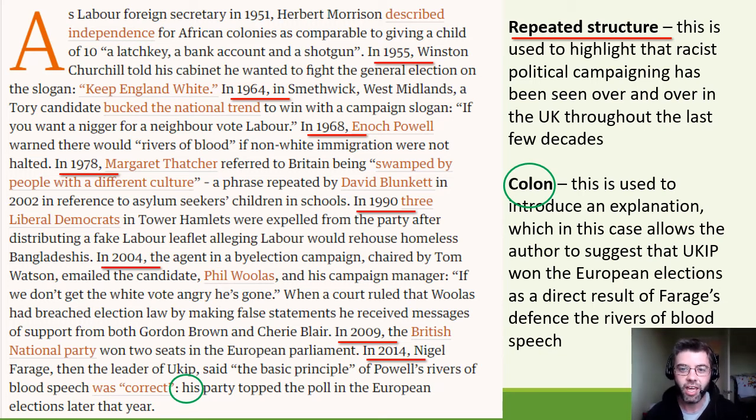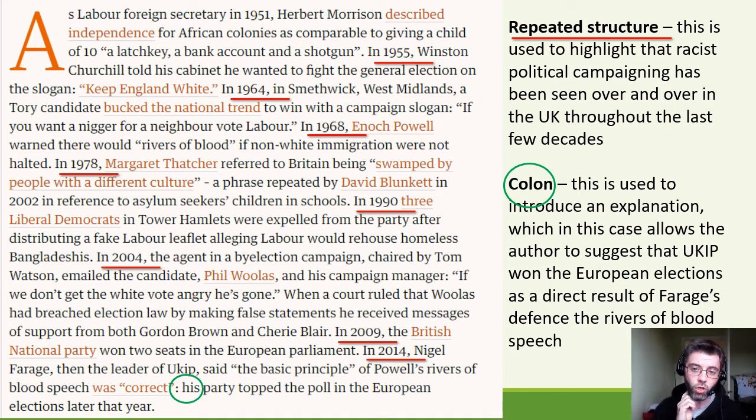So by doing that, repeating the start in 1957, 1964, etc., it shows you that this thing being discussed, i.e. the use of racism in political campaigning, happens again and again and again. So repeating the structure of the sentences suggests that the topic being looked at, or the thing being described, is being repeated over and over and over again. So the sentence structure mimics the overall rhetorical point being made.